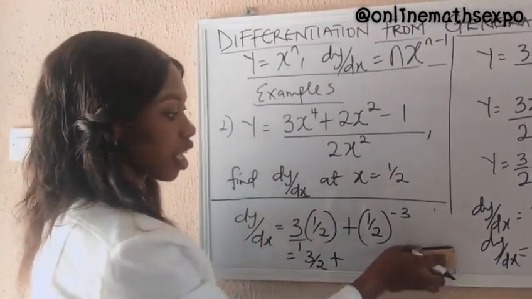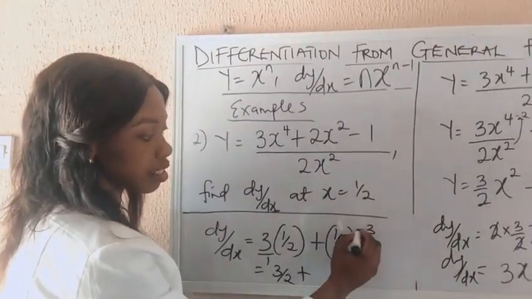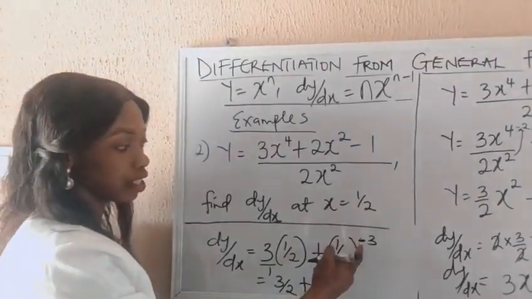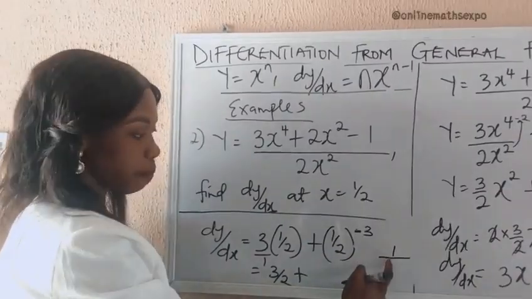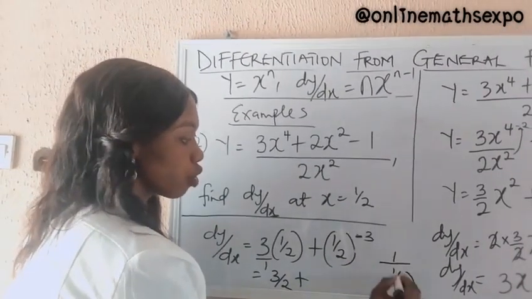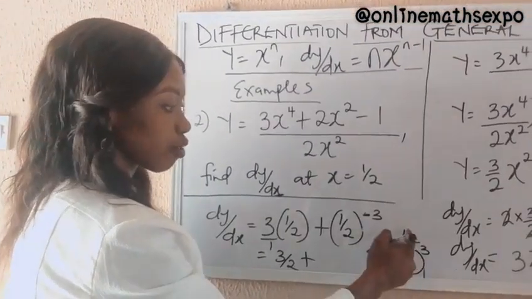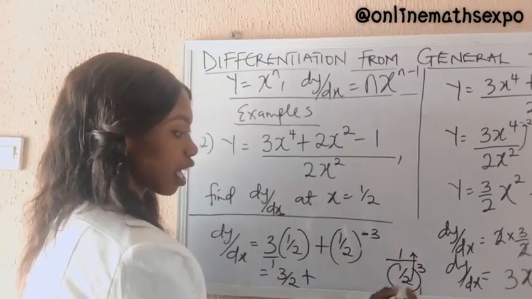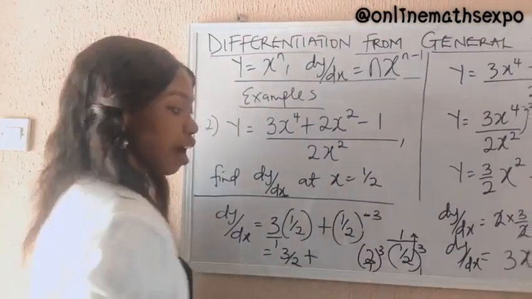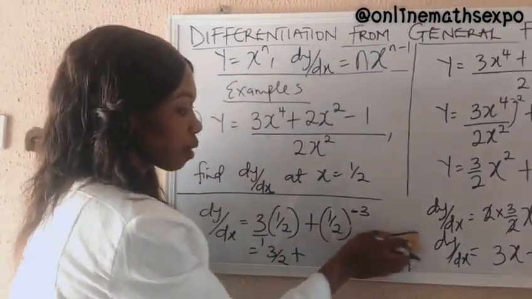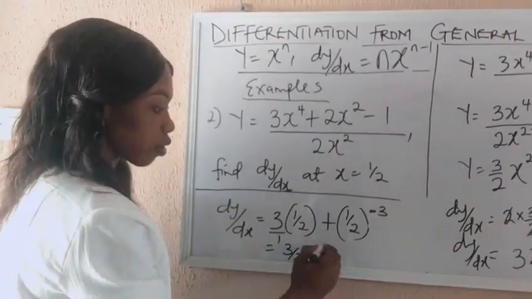Let's simplify it using our indices. When we have 1 over 2 raised to a negative power, according to indices, this negative sign will turn it to the reciprocal. So if we reverse it, because of this minus, 2 will come up. So in that case, we are going to have 2 over 1 raised to power 3. And what is 2 raised to power 3? 2 raised to power 3 will give us 8. So when we simplify this, we are going to have 8.